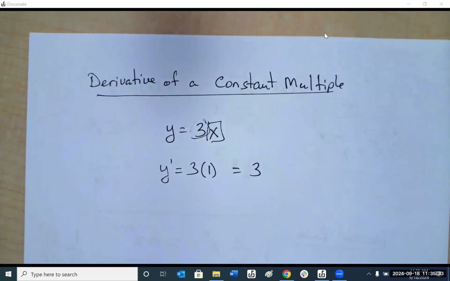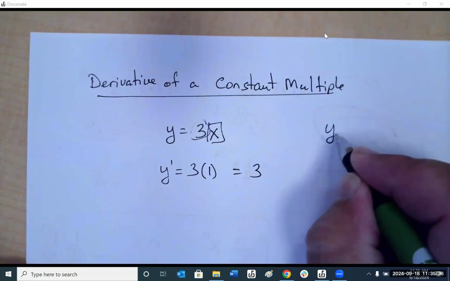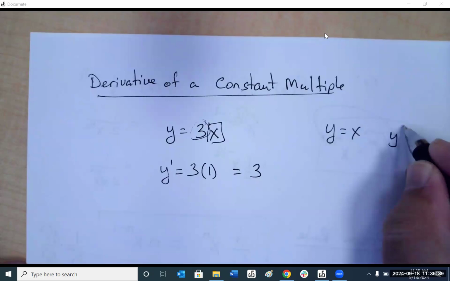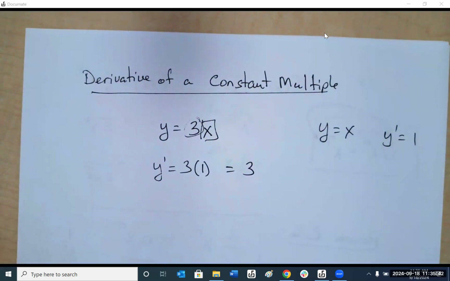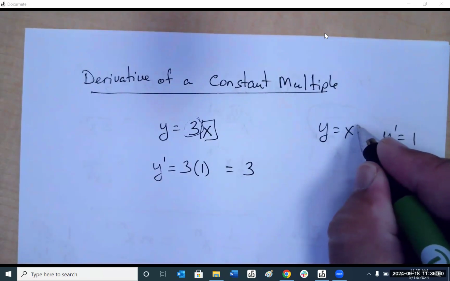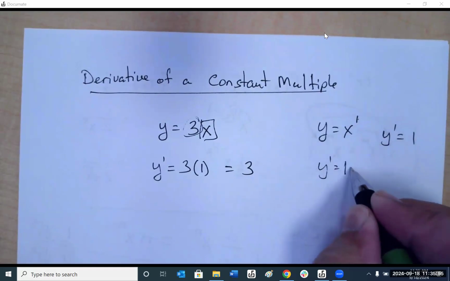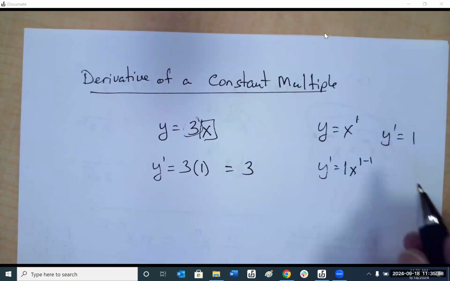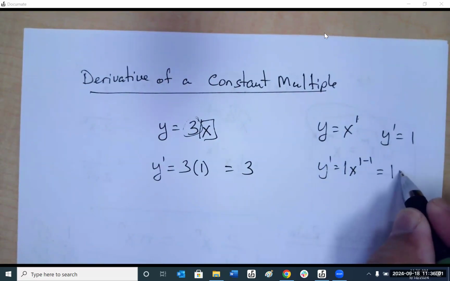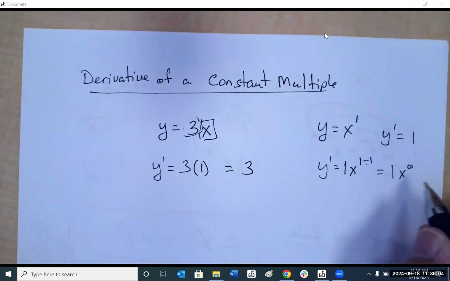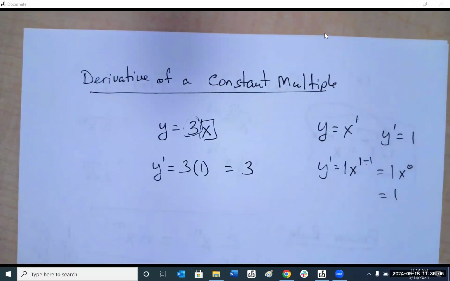Now, here's a good question. You're absolutely correct. It is 1. Why is the derivative of x 1? Using the power rule. Very good. Because what's the exponent there? The derivative says bring down the exponent and subtract 1. So we have 1. 1 minus 1 is 0. Anything to the 0 power is 1. So the derivative of x by itself is 1.